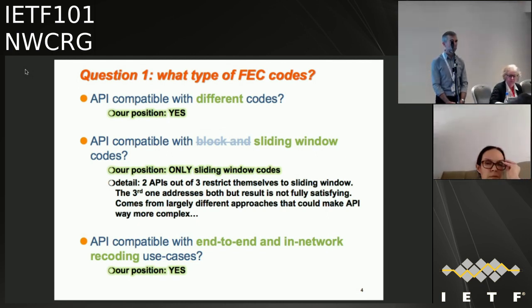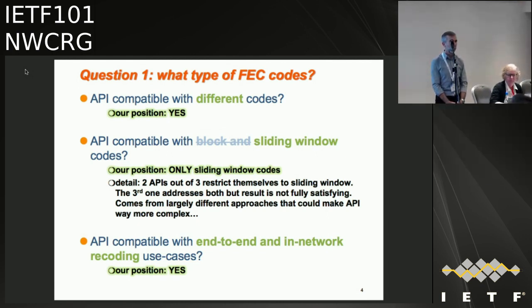Yes, there is a continuum, but as I said, when you go into details and you want to design an API, it's not that easy to find a solution that encompasses both block and sliding window codes that is attractive and simple, that remains simple, even for the particular case of block codes. So it's a very practical question, and we need to go into practical considerations here. But yes, for sure, there is a continuum.